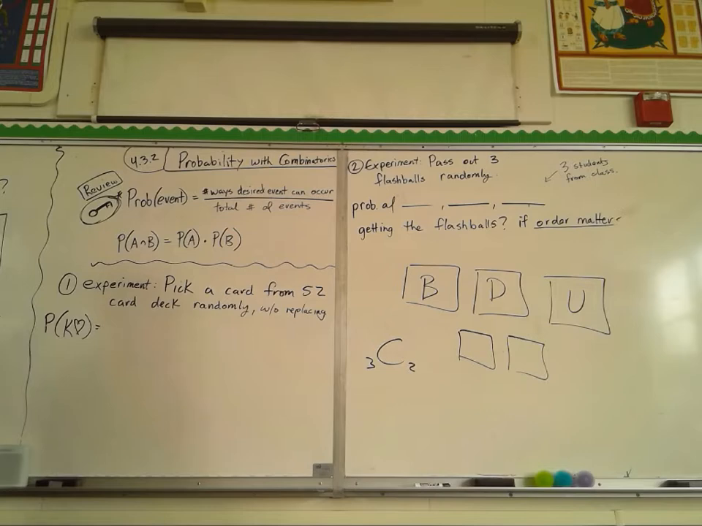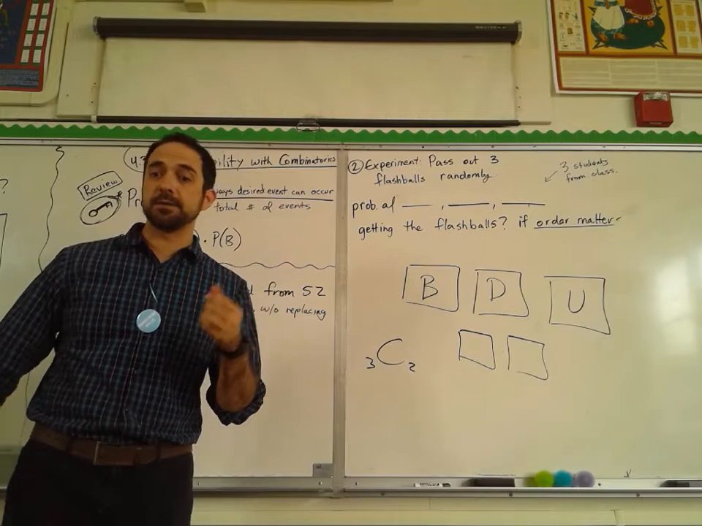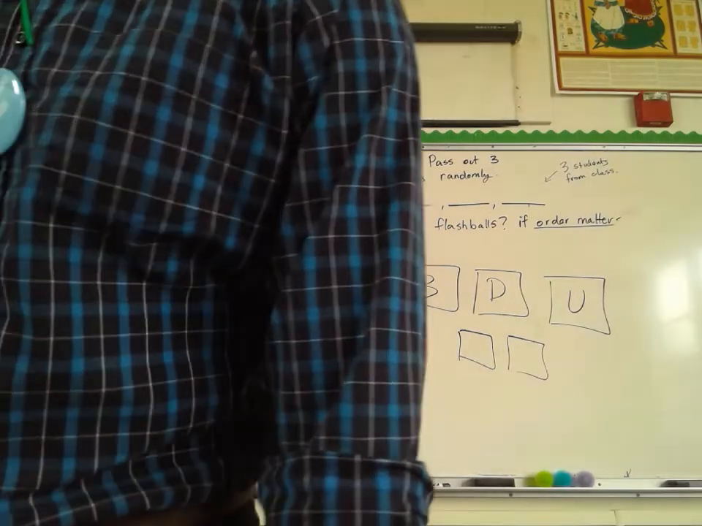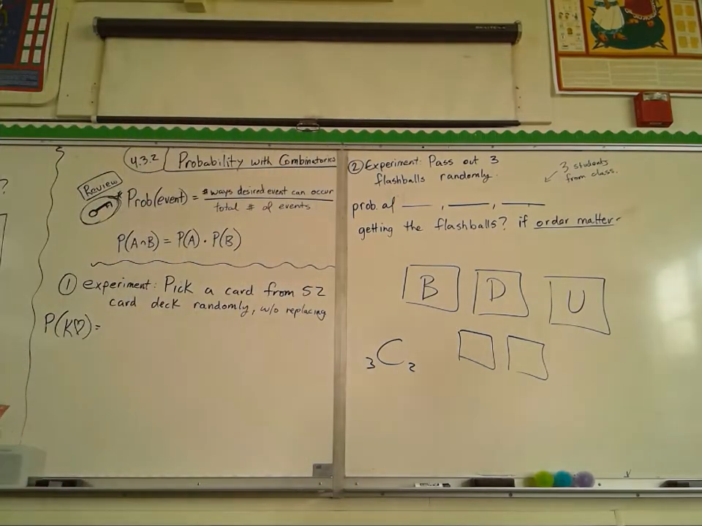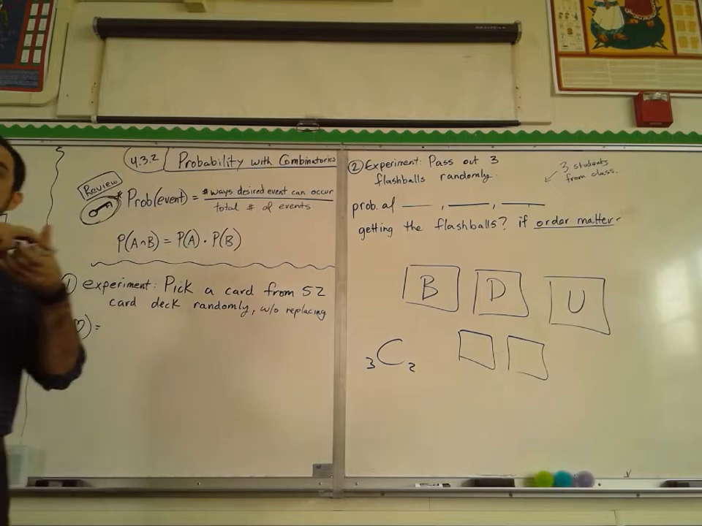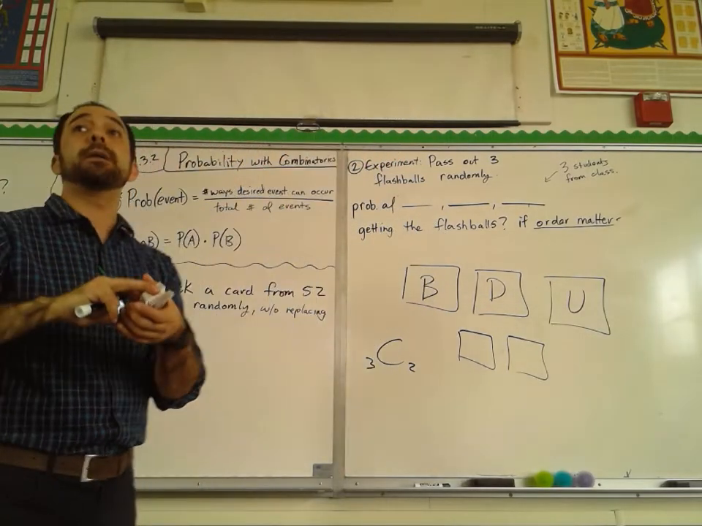Since we are not replacing it, this situation is dependent because I've taken one option out. Now my options are slightly different in there. So what are we trying to find for this one? We're trying to find the probability of getting a king of hearts. Good. So here's my 52 card deck. How many cards in here? 52. What's my probability though?